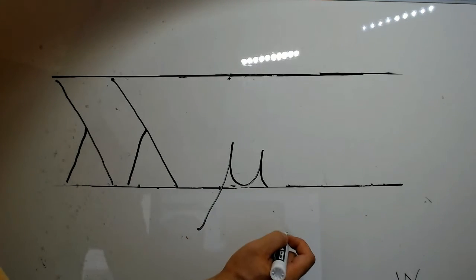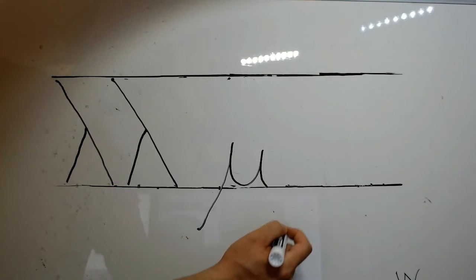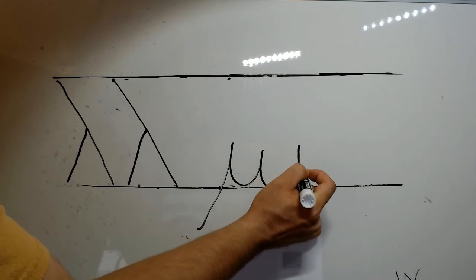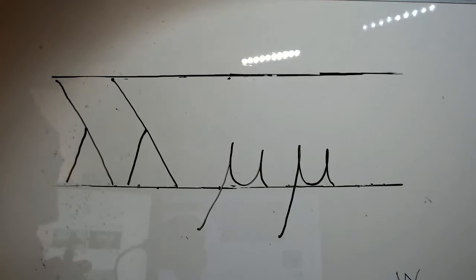Once again, here I'll start down below the line, go up to the middle, and then draw a U. Okay. Mu. It sounds exactly like an English M.